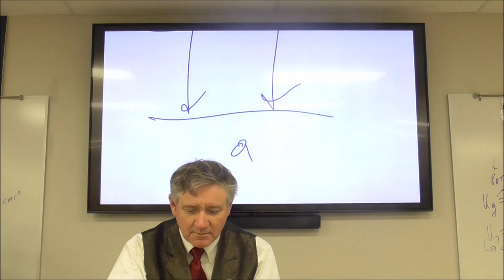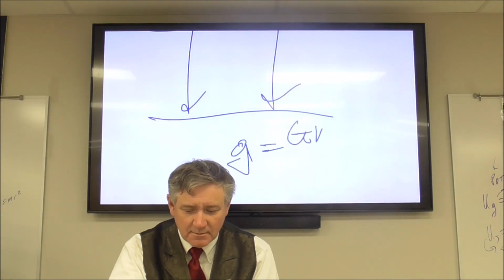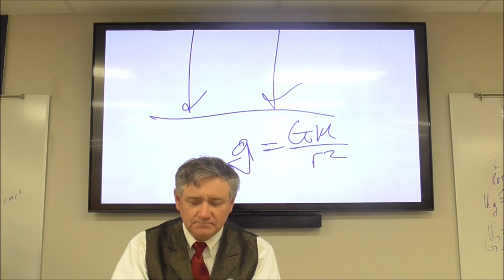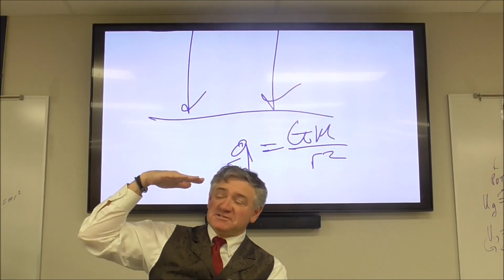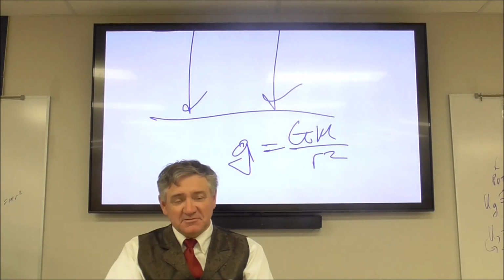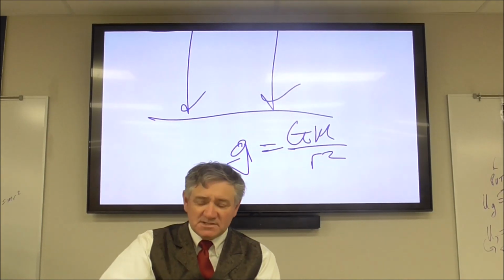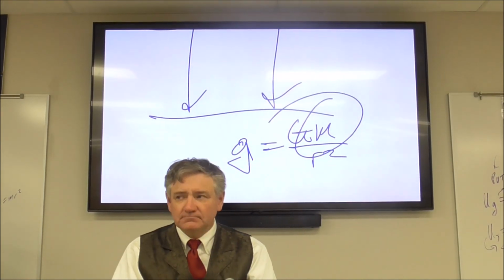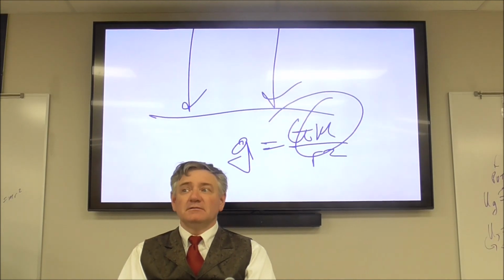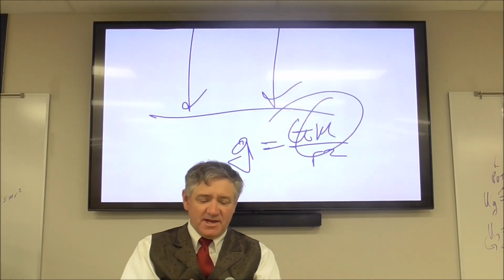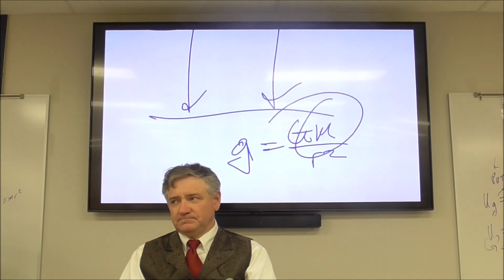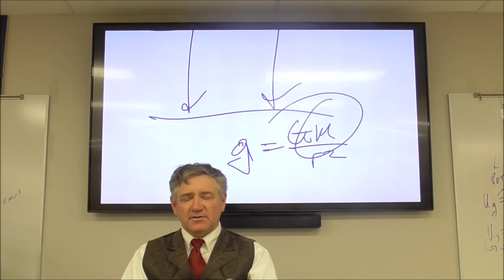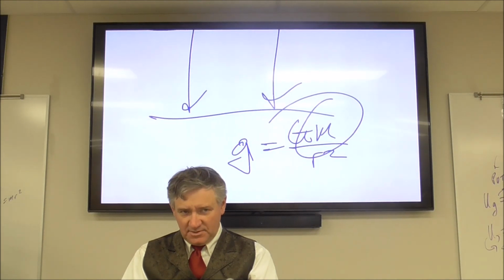F_G equals big G M m over r squared. That's one of the most important equations in all of physics. What does that M represent? The mass of the Earth. Is that the mass of Hank or Bobby? No. What's r? The radius of the Earth. How far you are from the center of the Earth.